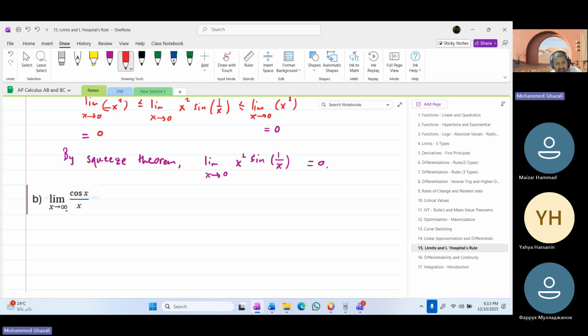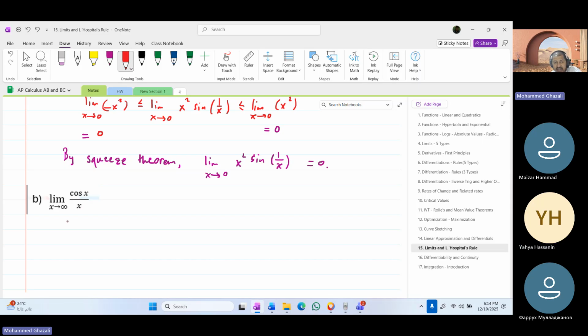Right, let's look at this one now. Limit as x approaches infinity of cos x over x. Now, if you substitute infinity, you're kind of gonna get infinity. I don't even think you'll be able to solve it that way. If you substitute infinity, your answer can be cos of positive infinity. The answer can be between -1 and 1, and you're getting infinity here. We don't know what the answer is.